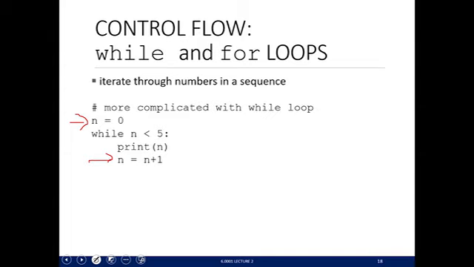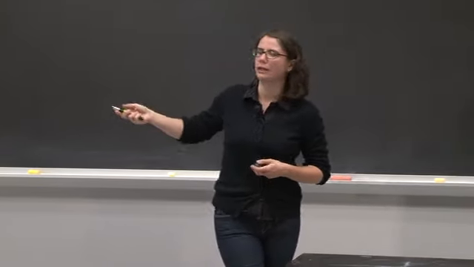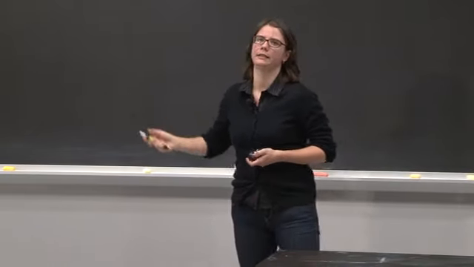The reason why the second one's important is because let's look at our condition here. While n is less than 5, if you didn't have this line here, you would never increment n. So every time through the loop, you'd just keep printing zeros. Okay? And you'd have an infinite loop.